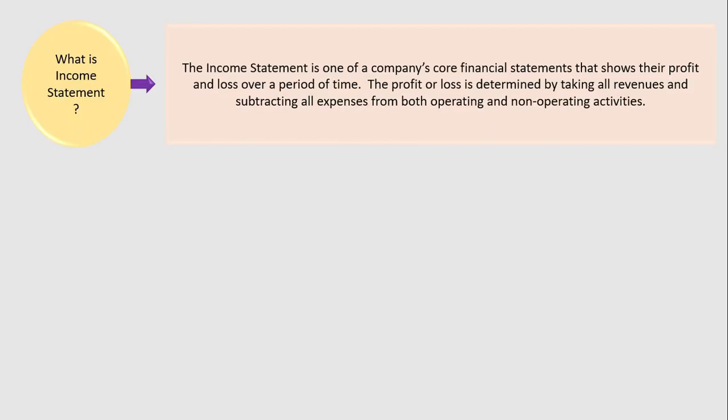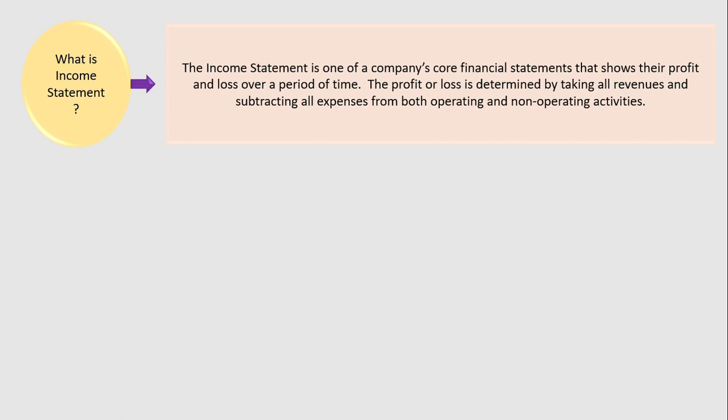Let's start with what is income statement. Income statement is one of the company's core financial statements that shows their profit and loss over a period of time. And the profit or loss is determined by taking all revenues and subtracting all expenses from both operating and non-operating activities.